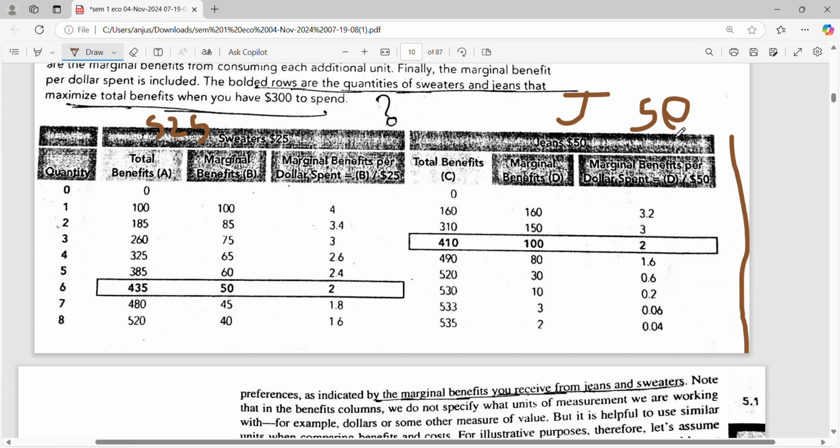So the first sweater yields $100 in marginal benefits, whereas the first pair of jeans yields $160 in marginal benefits. Even though the first sweater has a lower marginal benefit than jeans, its price is half that of jeans. So you find that buying the sweater still yields the highest marginal benefit per dollar.